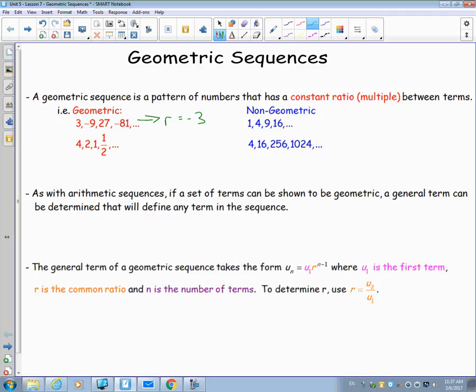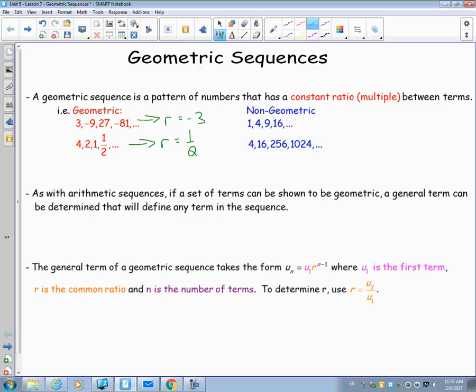We can alternate signs. In the second one, we go from 4 to 2 to 1 to a half. Our R value this time, our ratio, is we're always multiplying by a half. Half of 4 is 2, half of 2 is 1, half of 1 is a half, and so on and so on and so on. So those are considered geometric sequences.